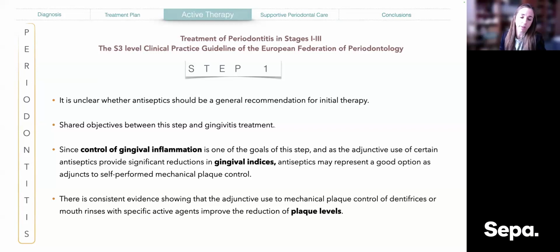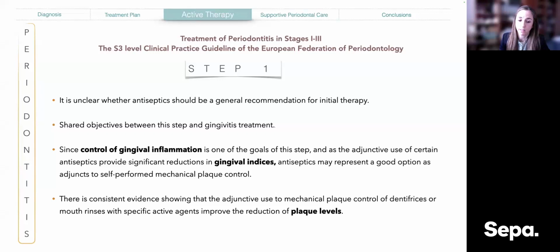It is unclear whether antiseptics should be a general recommendation for this initial step of the therapy. Nevertheless, as the control of gingival inflammation is a clear goal of this step 1, which is also shared with gingivitis treatment, as we previously said, we should probably have the same considerations as for the previously reviewed treatment of gingivitis. So this is a little bit of an inference, but it could be done.